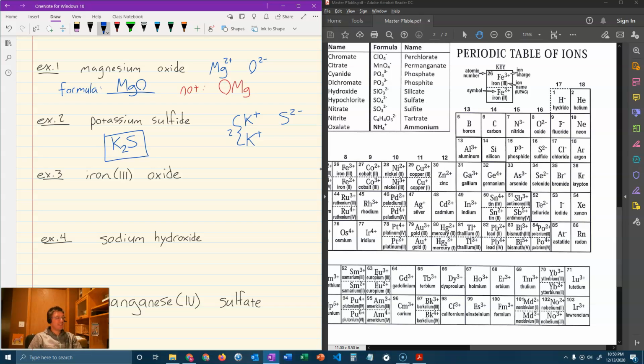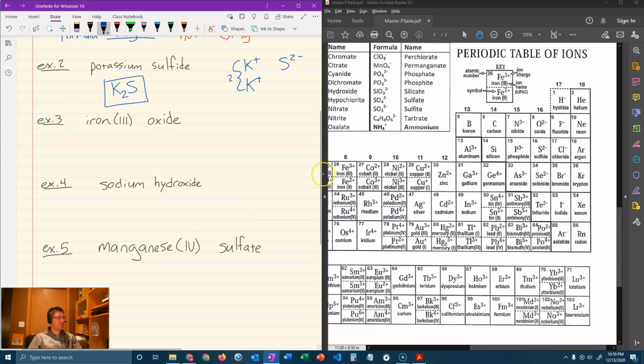Now you'll notice this is a little different. Maybe you've been thinking, with covalent we used to be able to use prefixes, right? With covalent it would have been dipotassium monosulfide, and that would have told us K2S. But now with ionic we have charges, so we use the charges to figure out how many of each there are, not the prefixes.